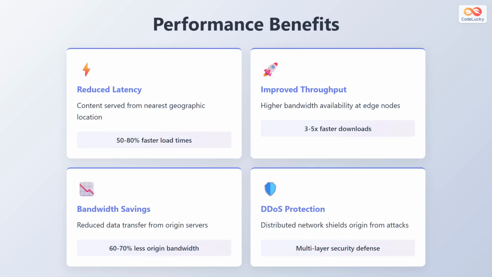CDNs deliver substantial performance improvements. Reduced latency is achieved by serving content from the nearest geographic location, resulting in 50 to 80% faster load times. Improved throughput comes from higher bandwidth availability at edge nodes, delivering downloads 3 to 5 times faster. Bandwidth savings reduce data transfer from your origin servers by 60 to 70%, lowering infrastructure costs. Additionally, CDNs provide DDoS protection through their distributed network architecture, which shields your origin server from direct attacks by absorbing and filtering malicious traffic across multiple locations.